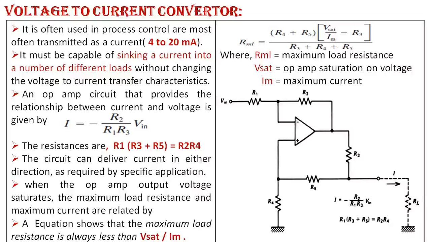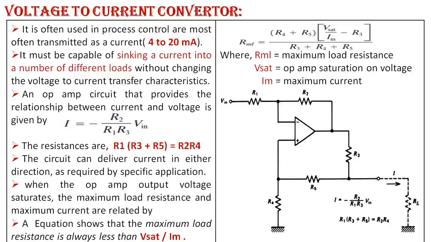The resistances are R1 bracket R3 plus R5 is equal to R2 into R4. The circuit can deliver a current in either direction as required by a specific application. When the op-amp output voltage saturates, the maximum load resistance and maximum current are related. The equation shows that the maximum load resistance is always less than V saturation by I.